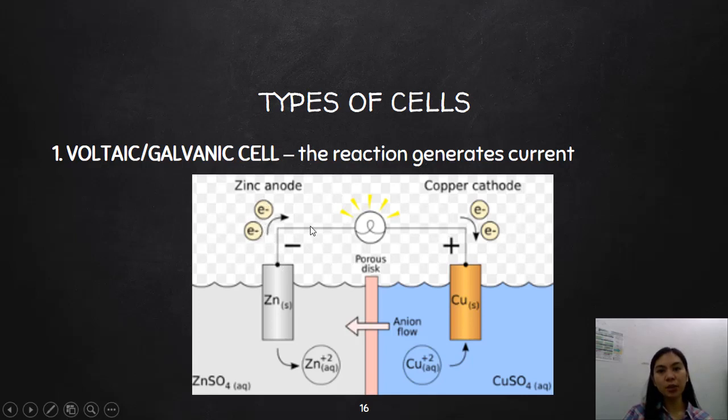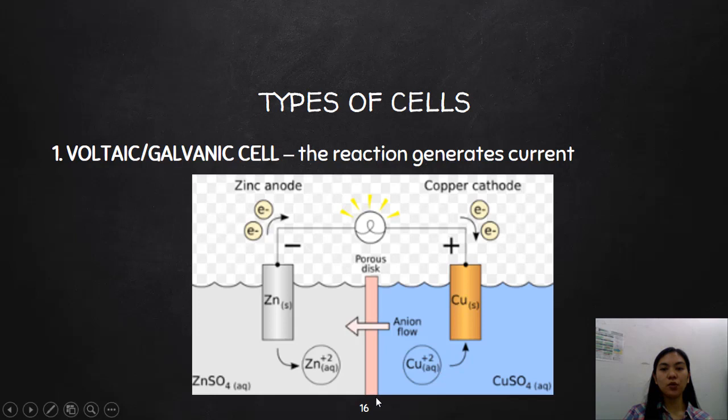When they pass through this wire, and this is, for example, a bulb, since there is a flow of electrons, it will generate electricity. Those two electrons will then pass through this wire and be consumed by your copper. The copper will use those two electrons to yield your copper sulfate solution, or your Cu 2+ in an aqueous form.